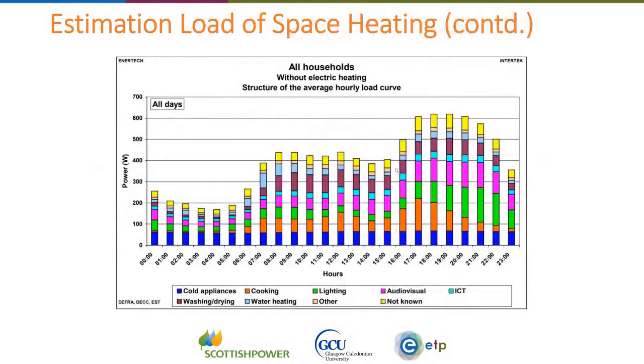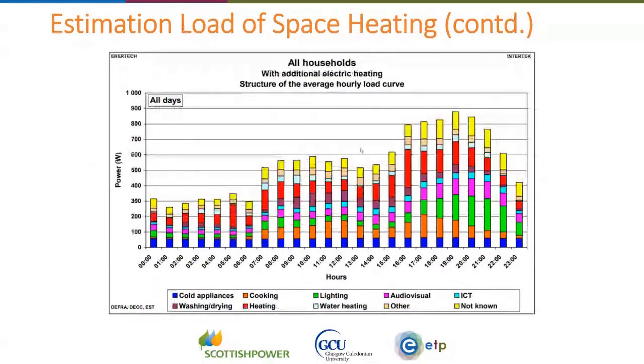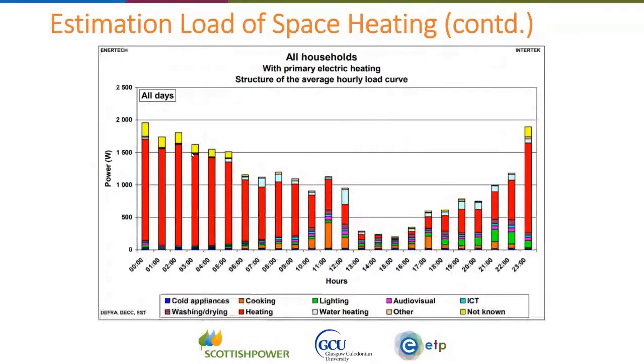In general, we have data from the 2012 report, and here we see that the houses that don't have any electric heating consume 600 watts at most, but the houses that have additional electric heating have a peak demand of around 900 watts. And for the houses that use primarily electric heating, the scenario is completely different. So the peak is around 2 kilowatts.